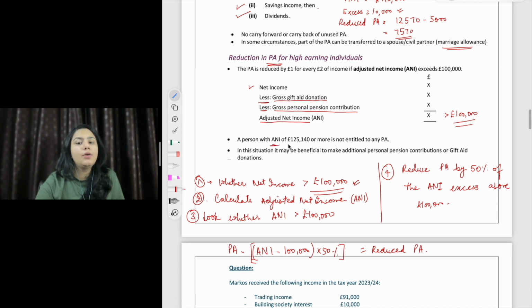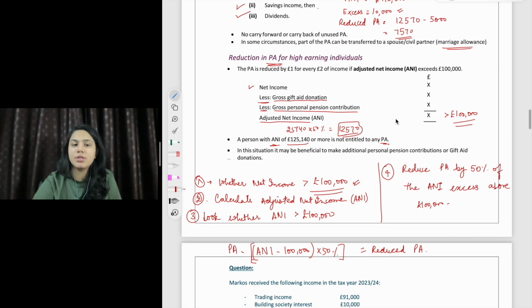A person with an ANI of 125,140 or above will have 0 PA. Why so? Because the excess here is 25,140 and 50% of that is the exact amount of my personal allowance, so if I reduce this amount from my PA balance, my PA becomes 0. So, in a situation where your net income is greater than £100,000, an individual should make contributions to gross gift aid donations and gross personal pension schemes in order to make my adjusted net income less than £100,000, and therefore claim the whole personal allowance available.